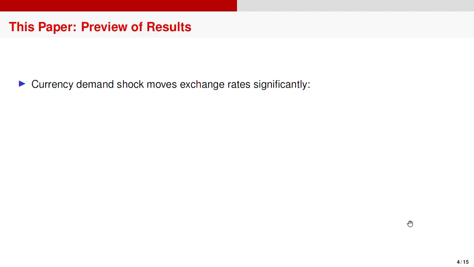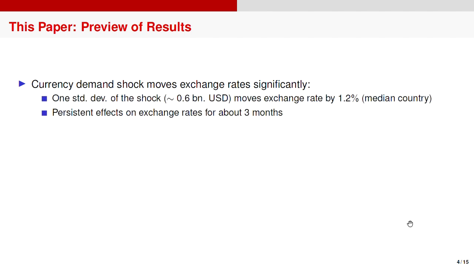There are a few interesting findings of this paper. Number one, we find the currency demand shock moves exchange rates significantly, both in the short and long run. In the short run, a 1 standard deviation shock moves exchange rates by about 1.2%. This is for the median country in the sample, and a 1 standard deviation shock is about 0.6 billion.